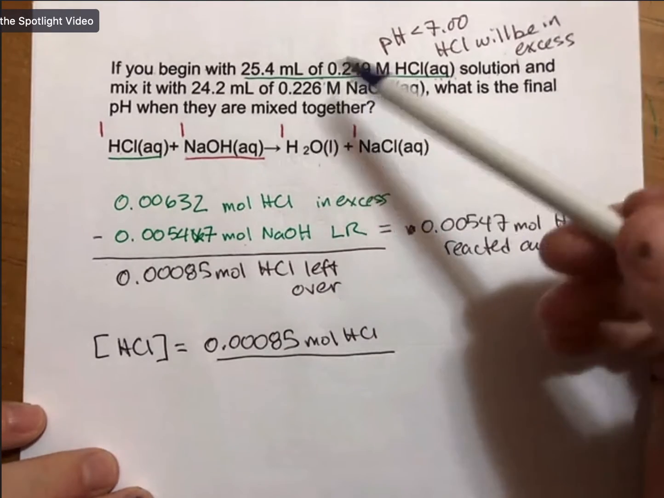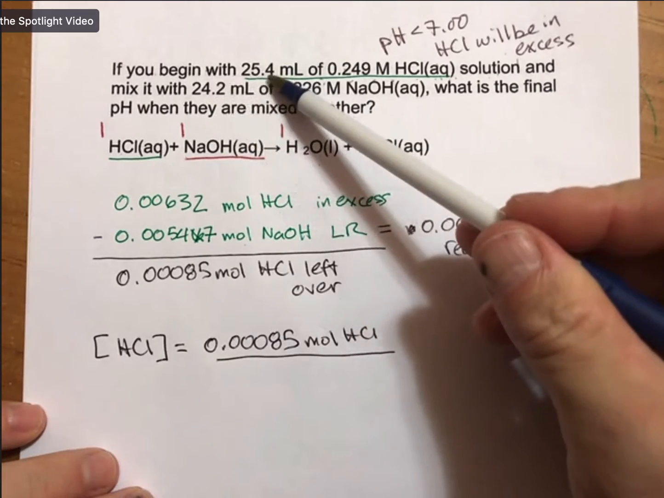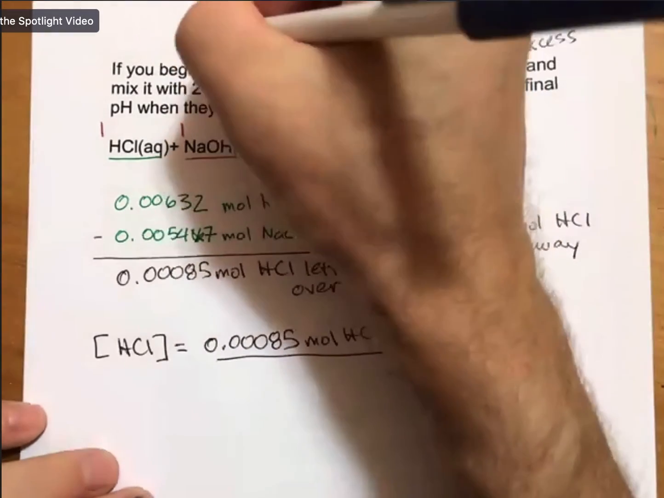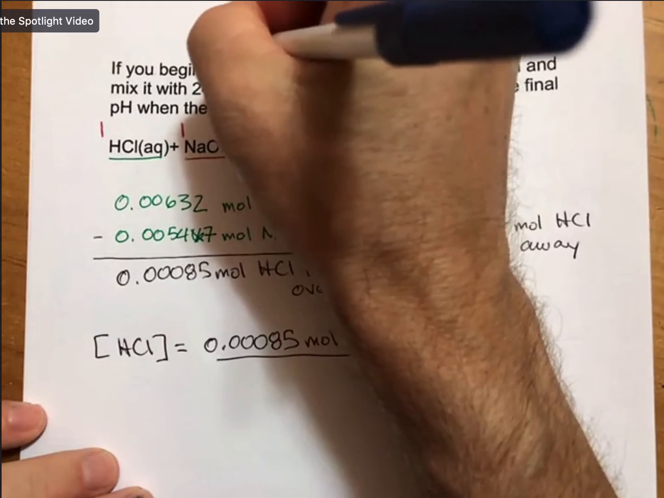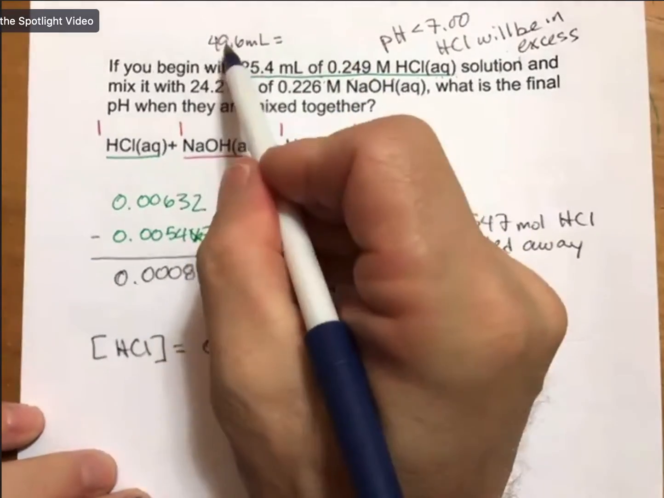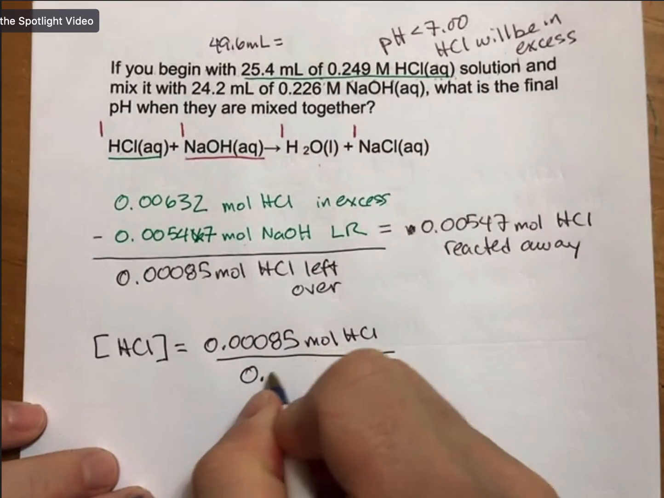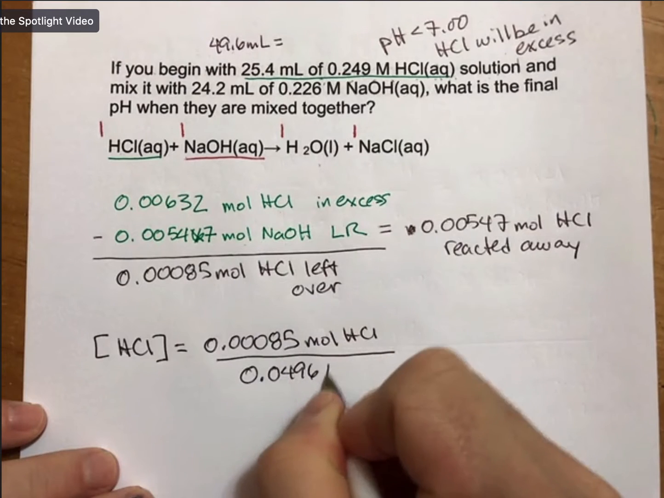And our total volume, well, we're going to get 49.6 milliliters, which is, move the decimal point over 3 places, 0.0496 liters.